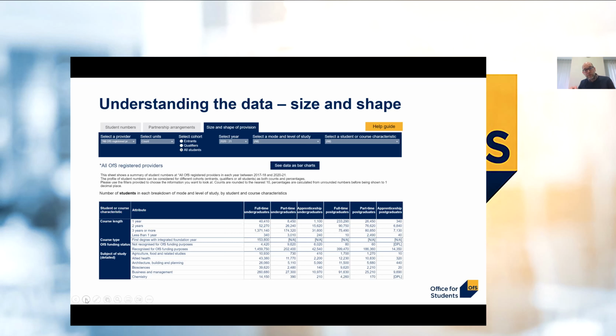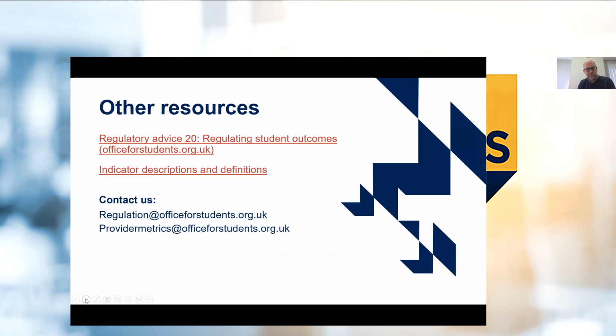So that's one of the things that we use as we start to think about which indicators we want to focus on, because it allows us to see how widespread within your institution an issue might be. So that size and shape dashboard, if you haven't had an opportunity to look at it, is a really helpful one. And Dawn, if we can move to the last slide.